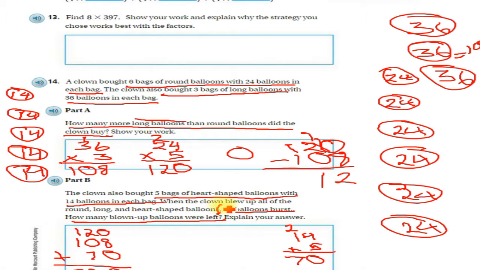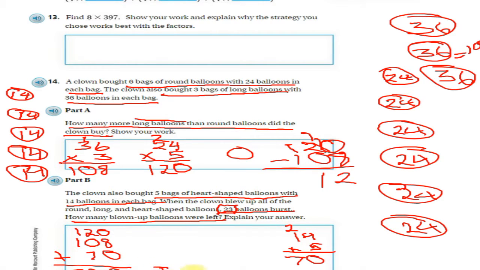Now, if 23 balloons burst, that means he doesn't have them anymore. If he doesn't have them anymore, it means we're taking them away. So minus 23. Oh, that's an ugly 2. Minus 23. Okay, 8 minus 3 is 5. 9 minus 2 is 7. And 2 minus nothing is 2. So, how many balloons were left? 275. Explain your answer, and you can just explain what you did.